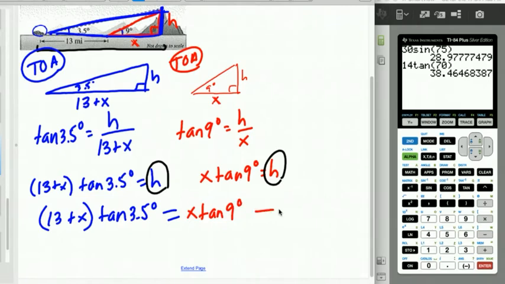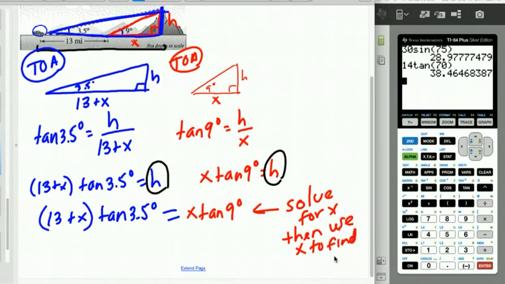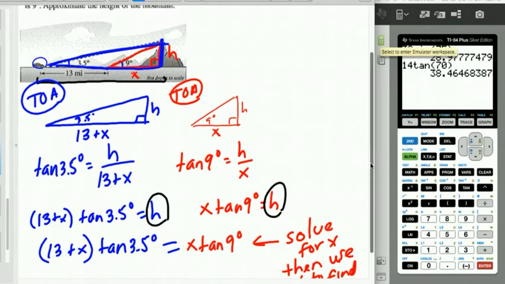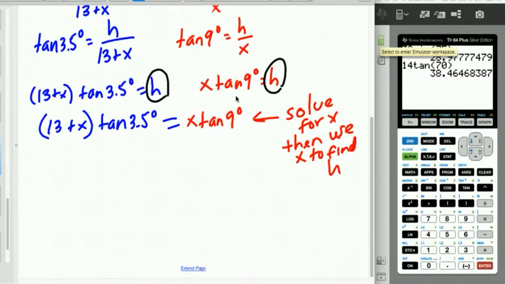And now I'm going to be able to solve this for x. So I can solve for x, and then I can use x to find h. So this is a difficult problem. There's a lot of steps to this. You're going to see one of these on the test, and it's going to be the same basic problem, the same number of steps. It's a lot of steps. So let's keep working our way down.